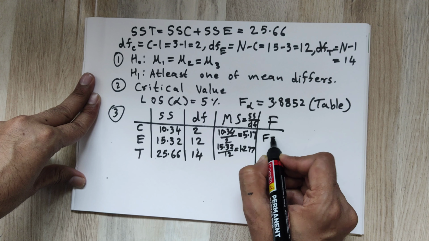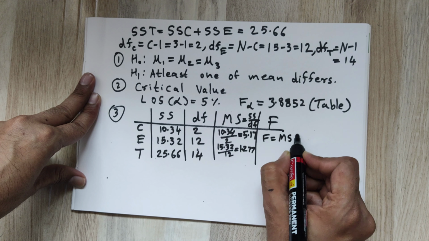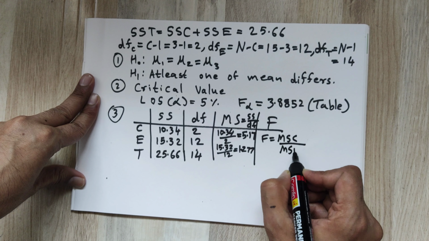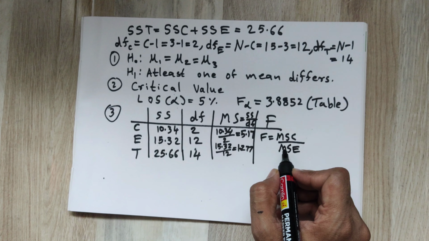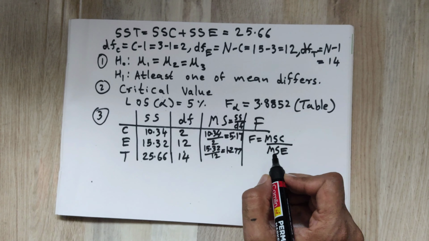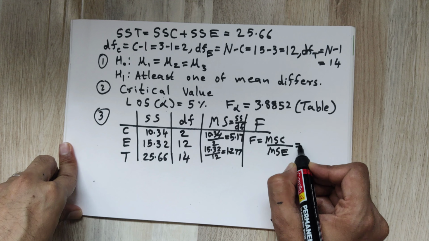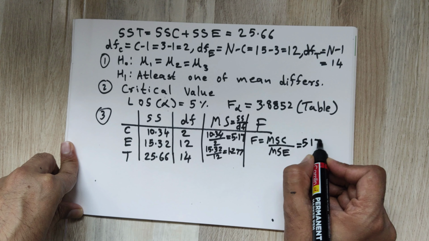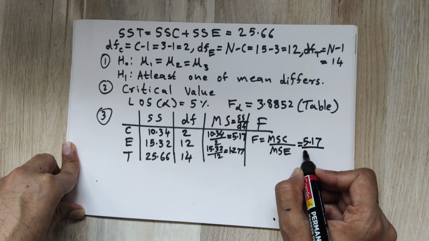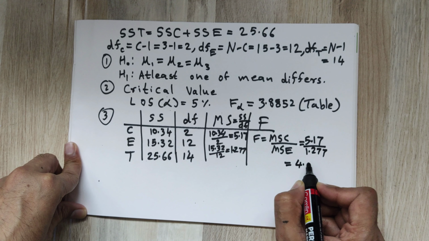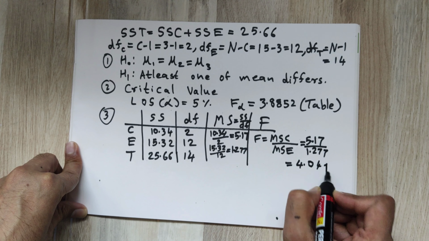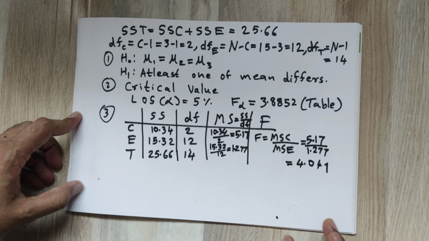So our F value will be the mean sum of squares of column upon the mean sum of squares of error. Whenever we are calculating the F value in ANOVA, the denominator is always error. So this will come out as 5.17 upon 1.277. So that will come out roughly as 4.049. So now this is our test statistic value.